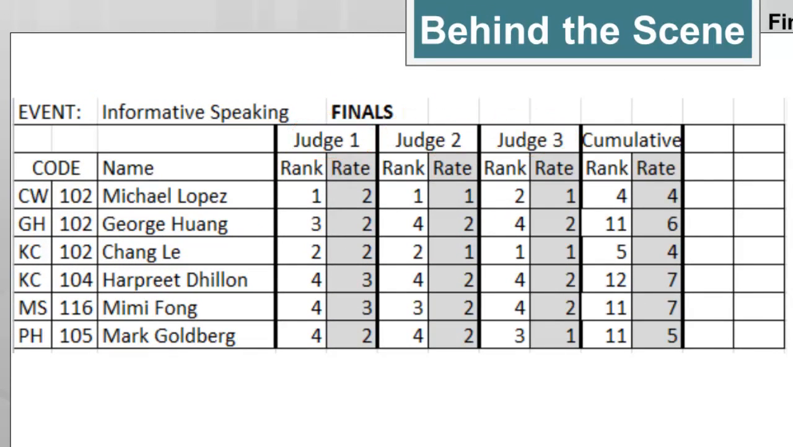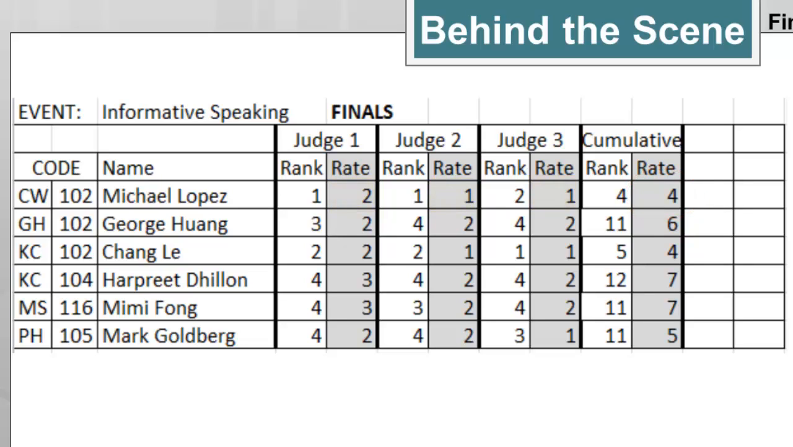Notice that for the first judge, CW102 received a first place, second place went to KC102, third went to GH102, with the remaining speakers tied at fourth place. And you can see the rankings for each of Judge 2 and Judge 3. Just as we did in preliminary rounds, we add the ranks together. So again, for CW102, 1 plus 1 plus 2 equals 4, and we add the rates together. 2 plus 1 plus 1 equals 4, and we continue that for the rest of the student.